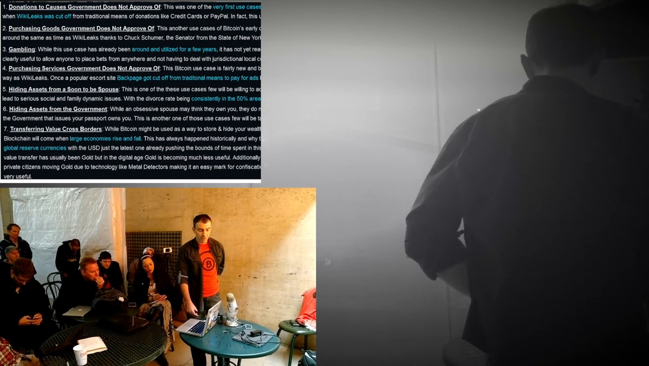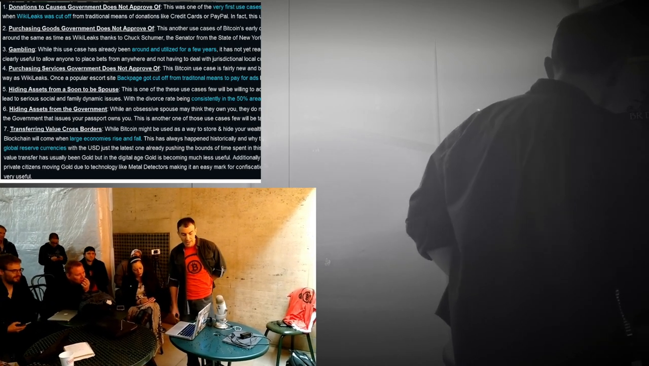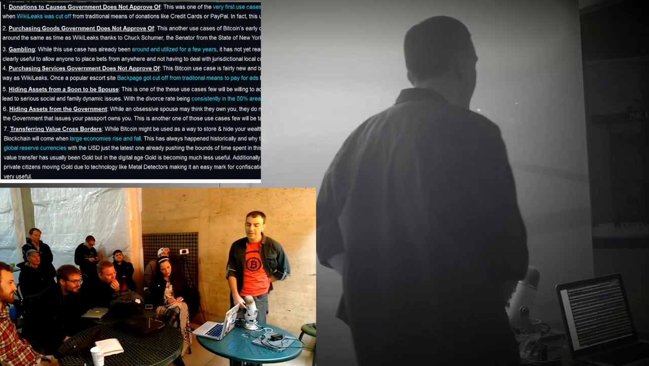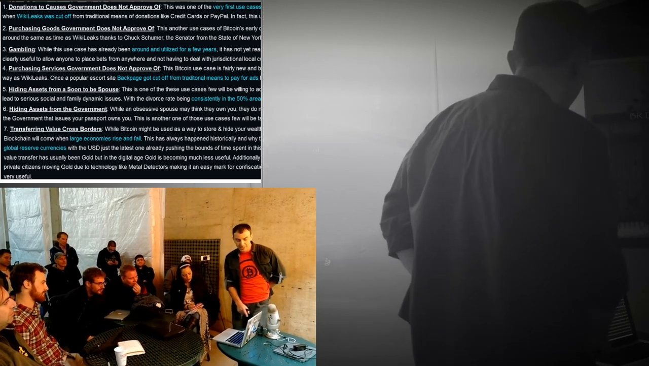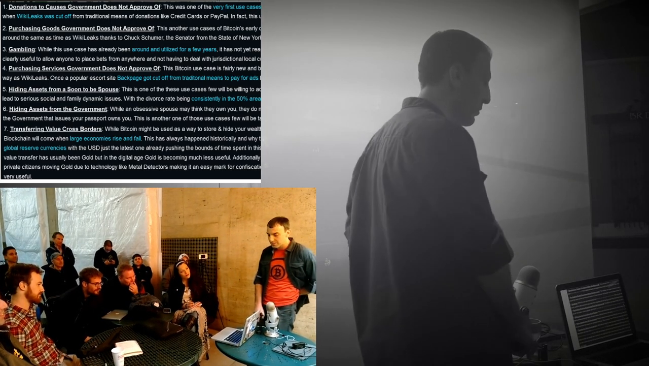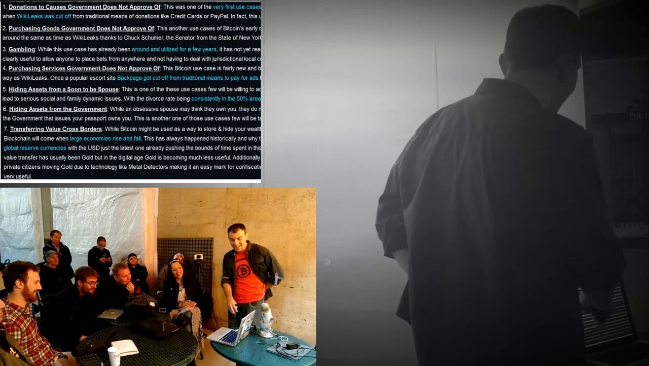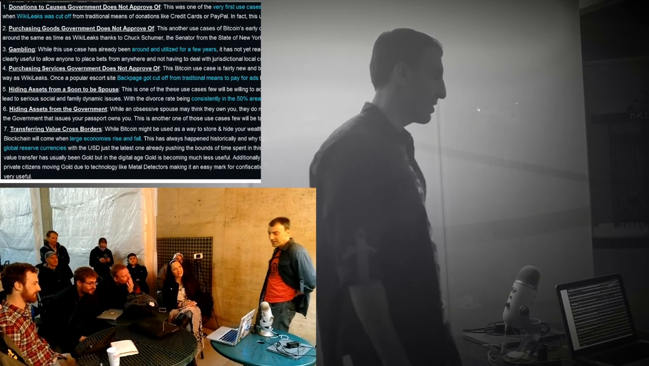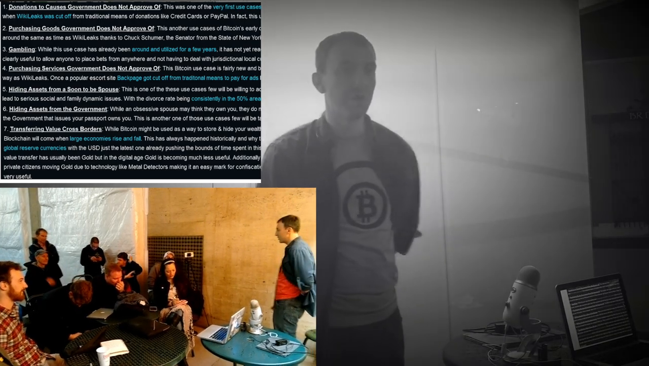Donations to causes governments don't like, purchases of goods governments don't like, and that particularly means the drug market, gambling, purchases of services the governments don't like, and that's mostly prostitution. Hiding assets from a soon-to-be spouse, which I have a whole description of. Hiding assets from the government, which is tax evasion. And finally, transfer of value across borders.